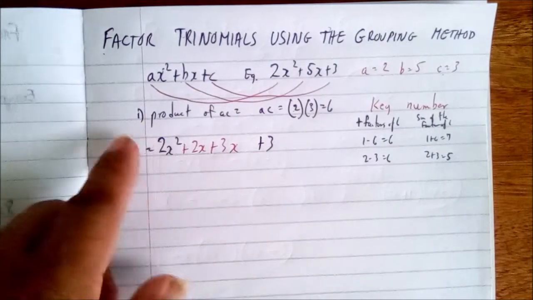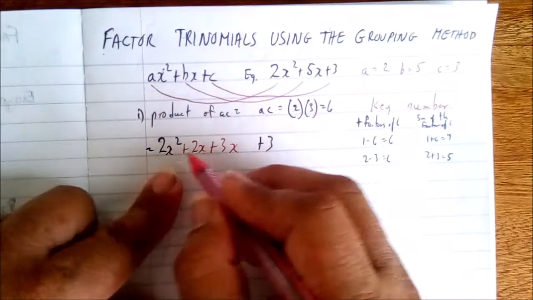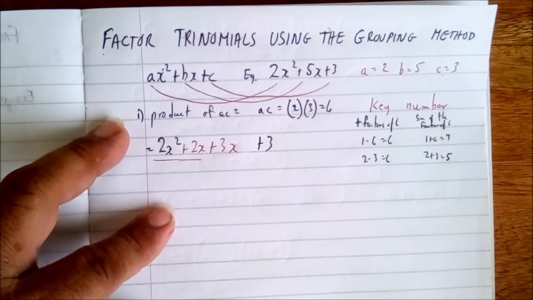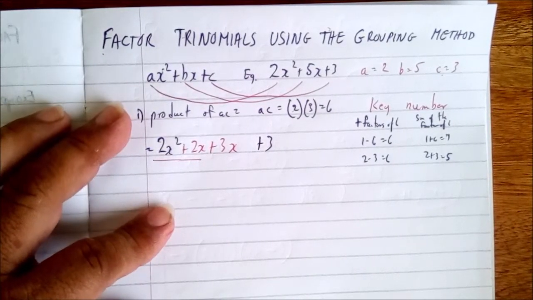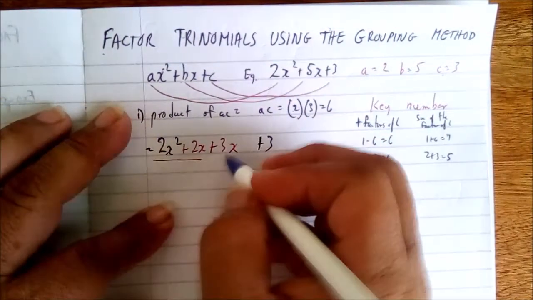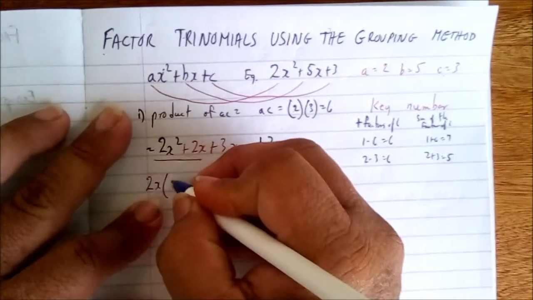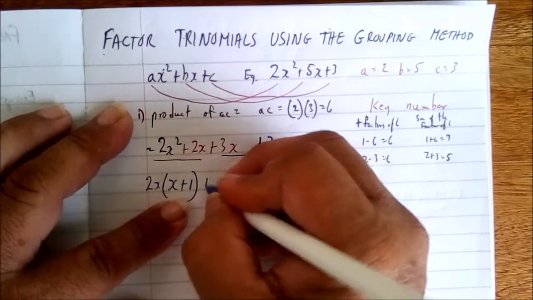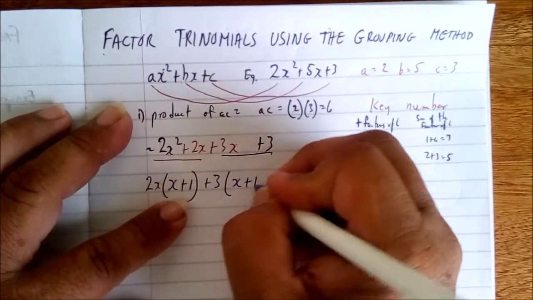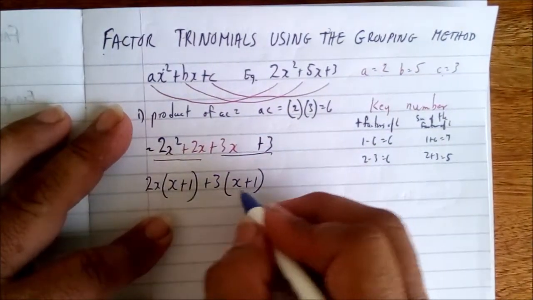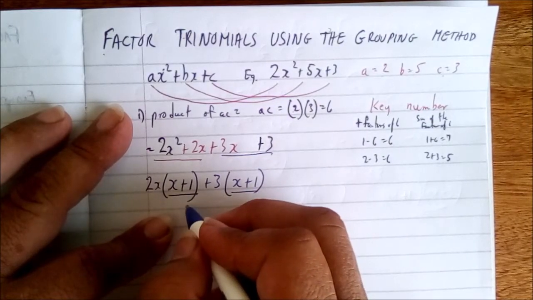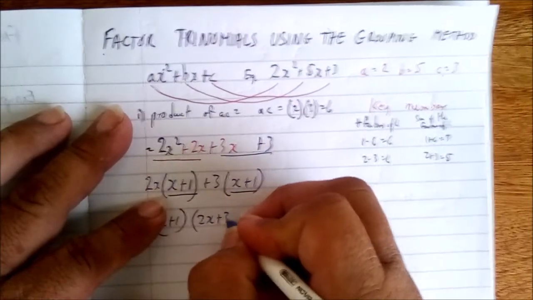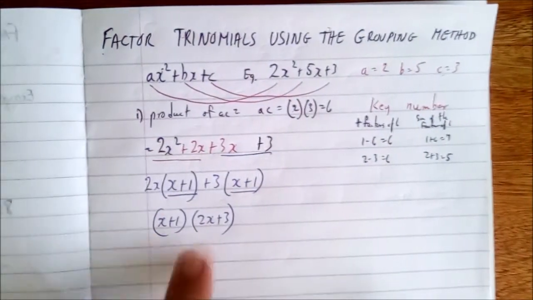Now by grouping, you have 4 terms. Consider these two terms here. What do they both have in common? They have 2x in common. So let's take out the 2x: 2x times x plus 1. And what do these two have in common? They both have 3 in common. So we put 3 times x plus 1. Now the two common terms are x plus 1 and x plus 1. So we can put x plus 1 at the beginning and 2x plus 3 at the end. And that's our solution for this one.